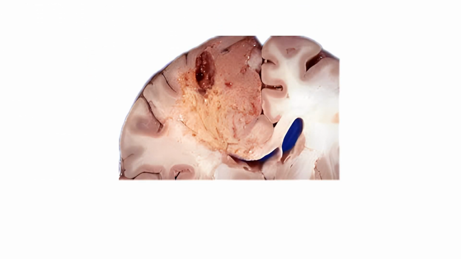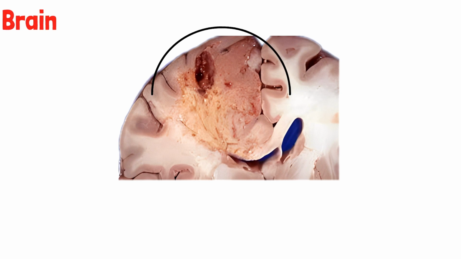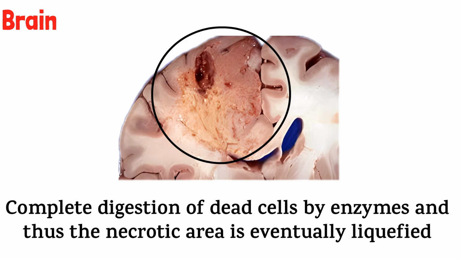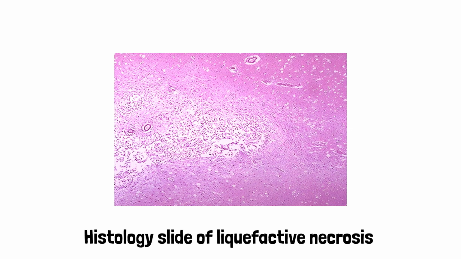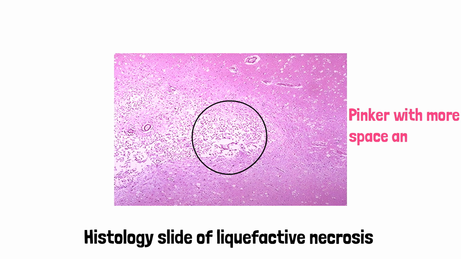Let's have a look. This figure demonstrates complete digestion of dead cells by enzymes, and thus the necrotic area is eventually liquefied. This is the histology slide of liquefactive necrosis. As you can see here in the middle, this area is pinker with more space and fewer neurons.